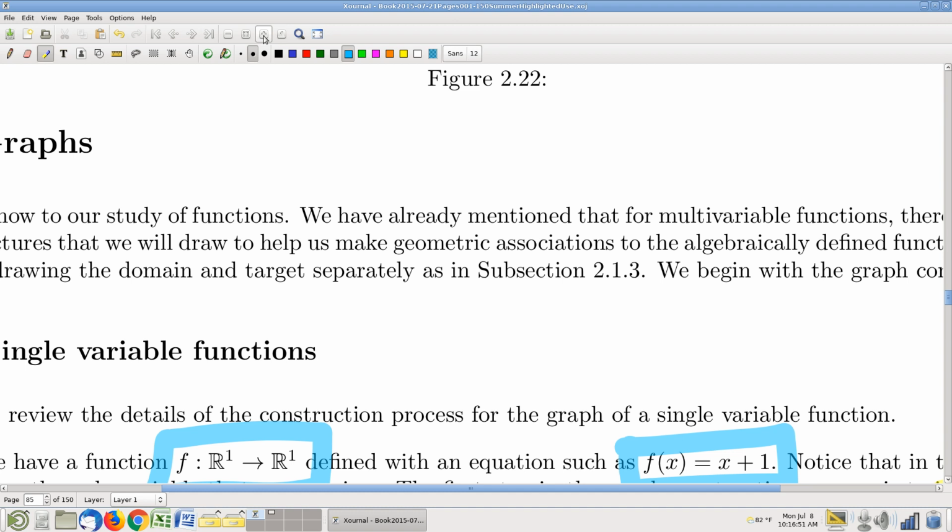There is no y. Second thing, there's no two-dimensional axis system involved in how I'm describing this function. I've got a domain. My domain is R1. That's not two-dimensional. I have a target. That's R1. That's not two-dimensional. There's no two-dimensional axis system. There's no XY plane. There's no Y.